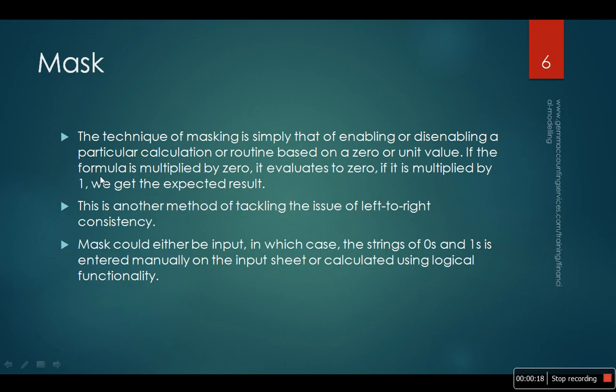The technique of masking is simply that of enabling or disabling a particular calculation or routine based on a zero or unit value, that is, zeros and ones. If the formula is multiplied by 0, it evaluates to 0. If it is multiplied by 1, we get the expected result. This is another method of tackling the issue of left to right consistency in financial modeling.